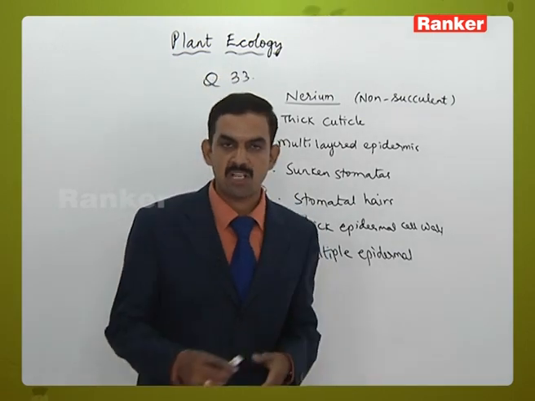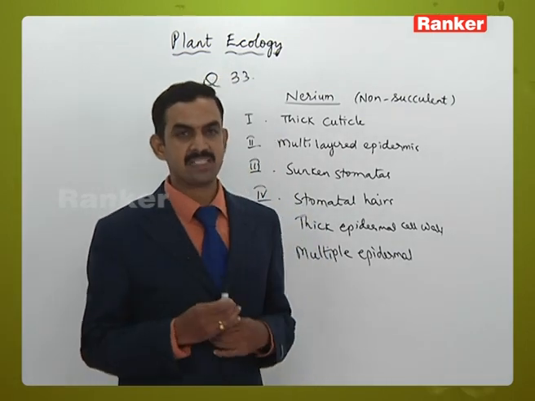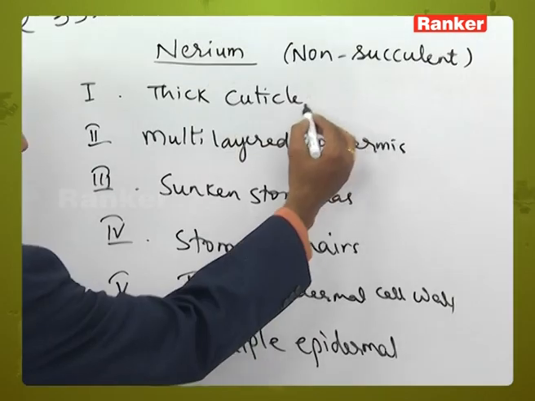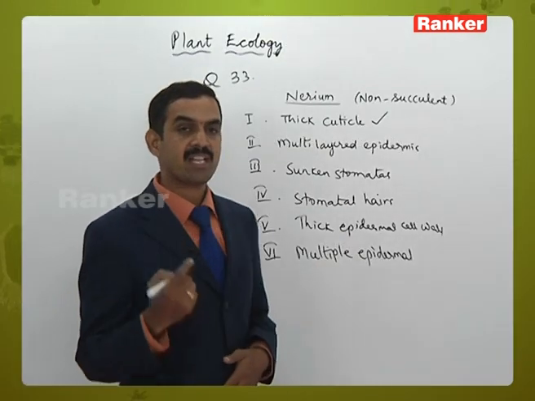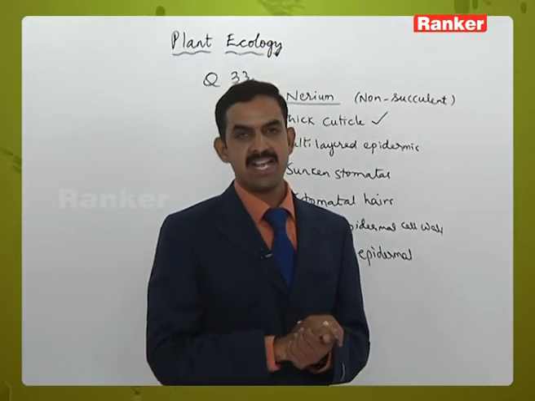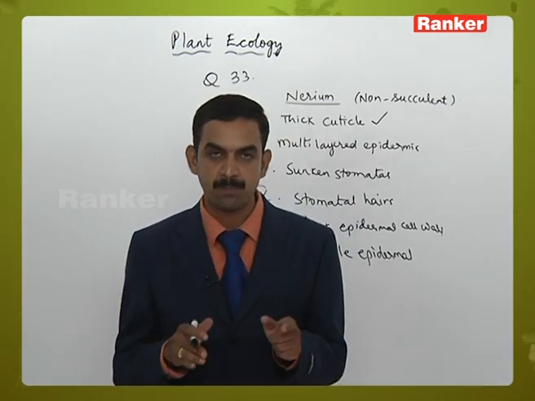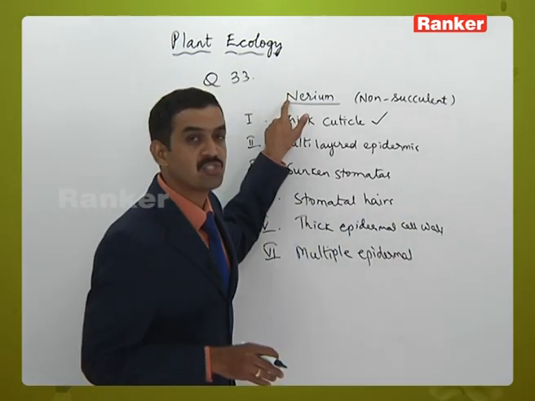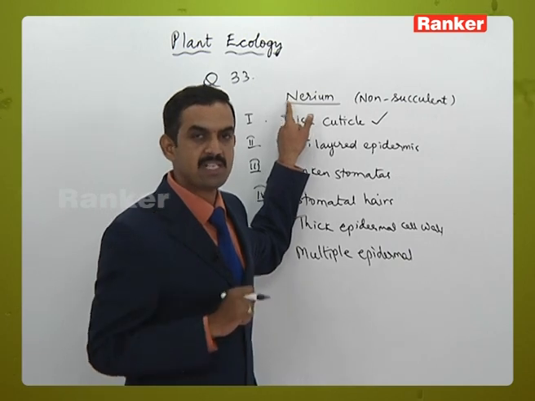So now let us come to the options that have been given here. The first option, that is thick cuticle, is present. Of course, here it is there. Then the second one, Aerenchyma. Actually, Aerenchyma is a character of hydrophytic plants, but Nerium is a xerophytic plant. So the second one is incorrect.